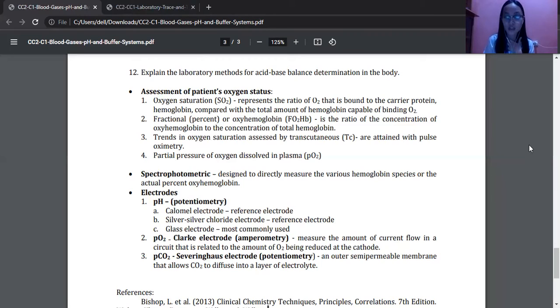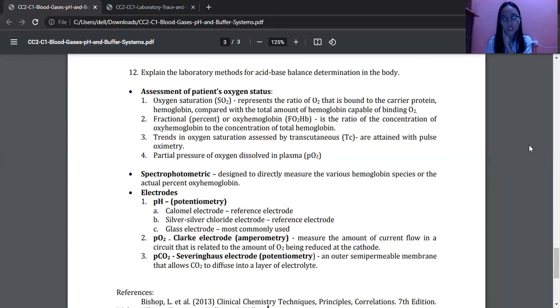The electrodes measure the partial pressure of oxygen and partial pressure of carbon dioxide. For the pH and partial pressure of carbon dioxide, we use potentiometry. The reference electrode used is the calomel, or the calomel and silver electrode, but the most commonly used is the glass electrode.